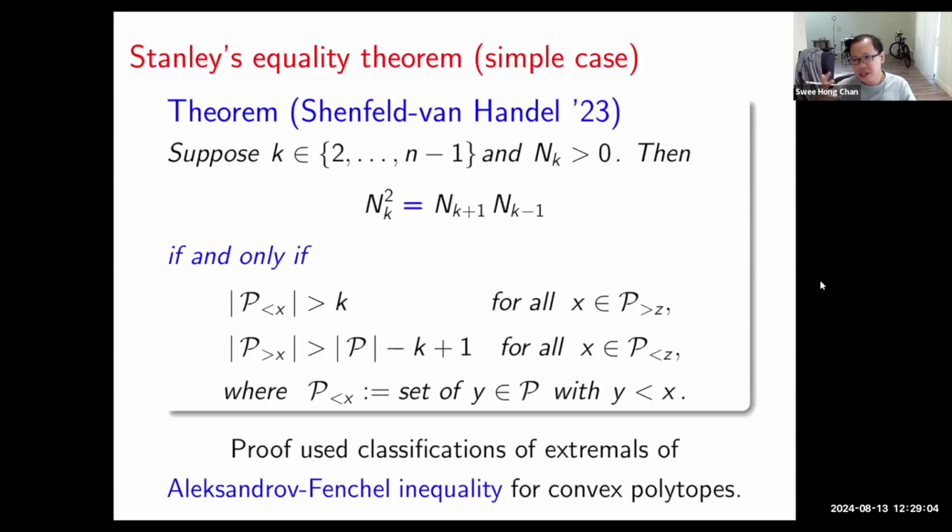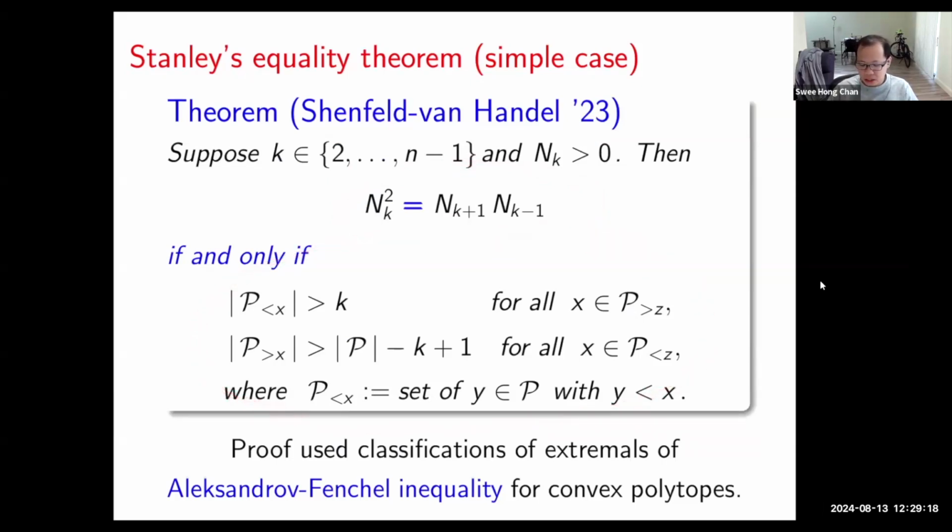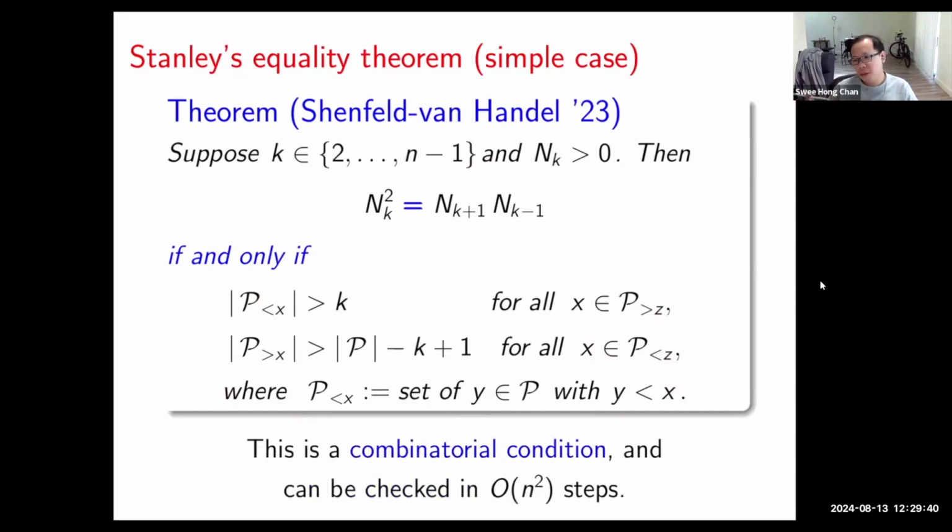In fact, it took like 50 years before it was finally solved by Shenfeld and van Handel in 2023, where they show that equality can occur if and only if these two conditions happen. The first condition is that you look at all elements x that are greater than z, and then you check that the number of elements less than x, which is the size of the order ideal, is greater than k, and you do the same for the elements x less than z. So it is a dual condition. Okay. And the condition itself is a bit complicated, and the detail is of course important.